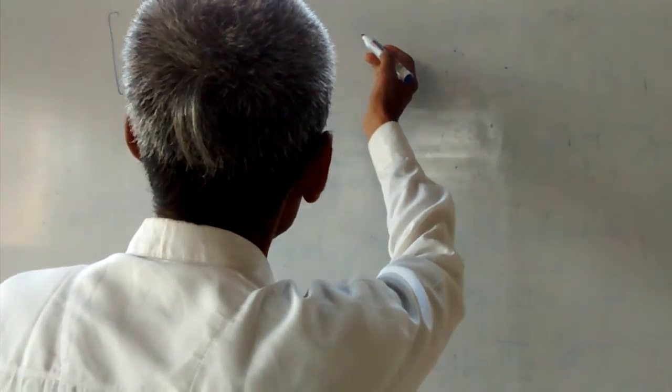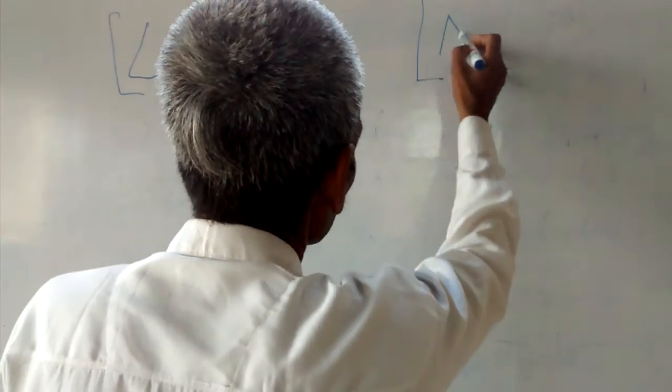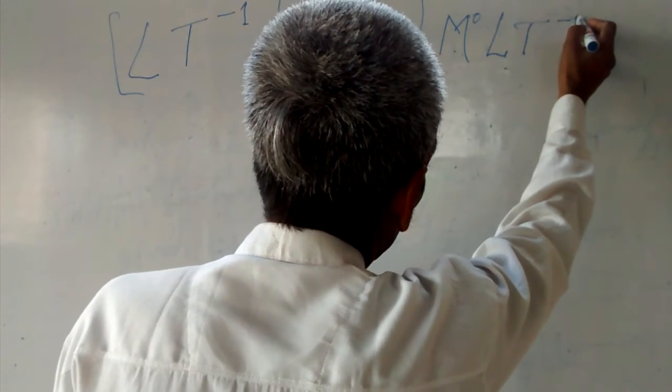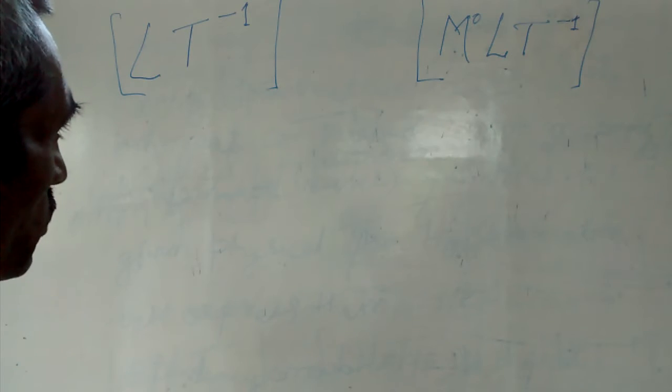As for example, the dimension of velocity is L T to the power minus 1, also always enclosed in a big bracket or a square bracket. Or also in another form. Both forms of the dimension are equivalent. Both forms are the dimension of the velocity.